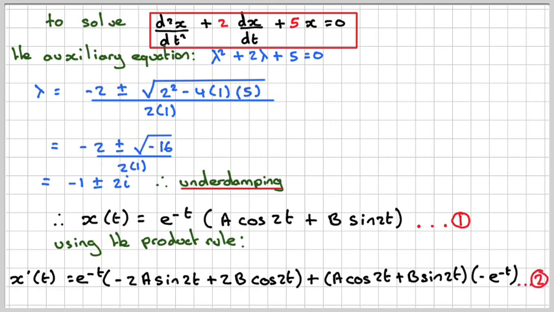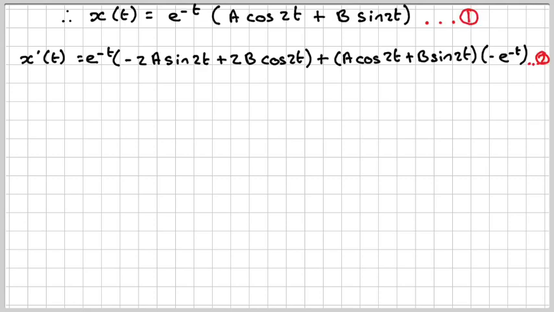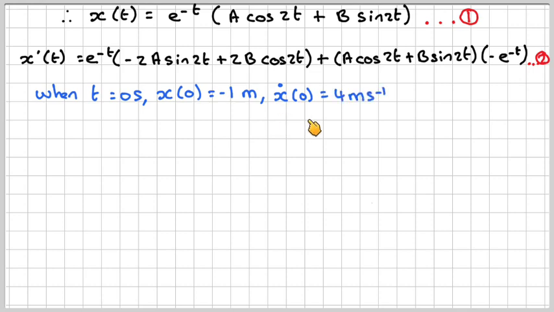We call that equation 2. So if we now write those out again, I should just jump to it. Okay, and then we can use the initial conditions. When t is 0, x of 0 is minus 1, and x dot of 0 is 4 meters per second, i.e. the velocity is 4 meters per second.